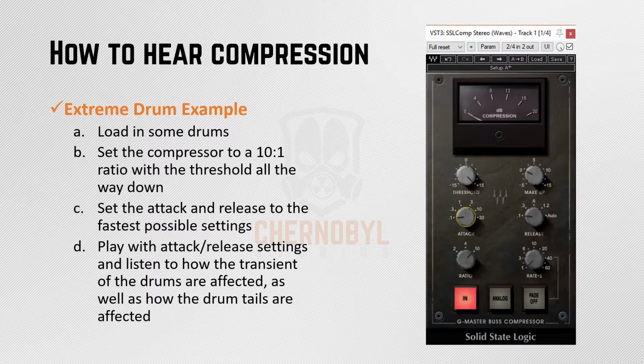So, extreme drum example. We're loading a drum loop, or programming a really simple drum loop, and then looping it. You're going to set the compressor to 10:1 with the threshold all the way down. This is just so you can set the compressor later. So you set the attack and release to the fastest possible settings, and then you start to play with the attack and release settings and you start to listen. So let's go ahead and do that right now.